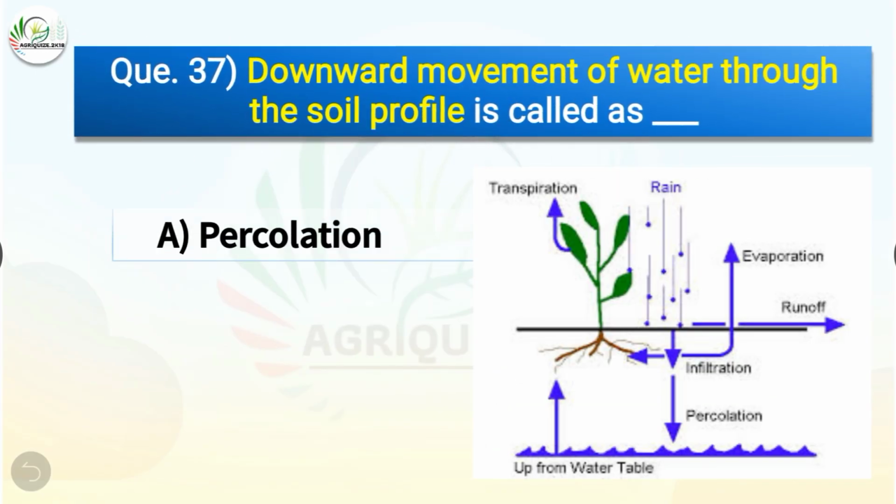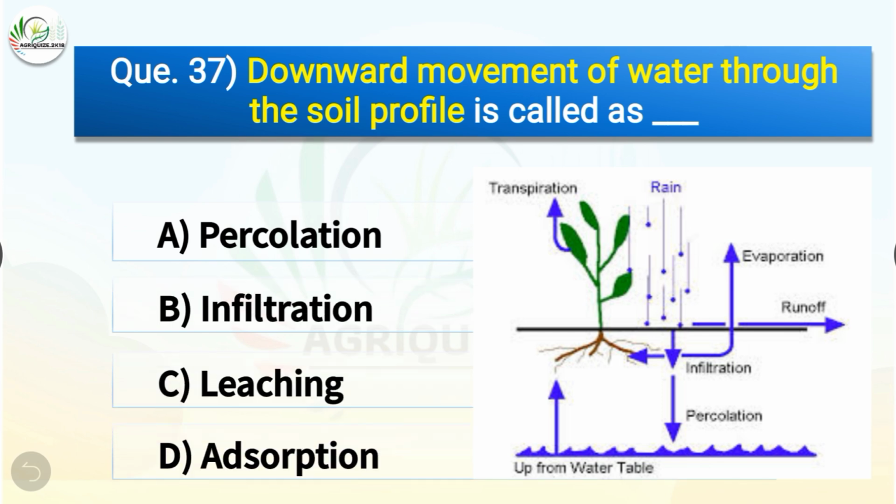Question number 37. The downward movement of water through the soil profile is called as dash. The options are percolation, infiltration, leaching, or adsorption. The correct answer is option A, percolation. So downward movement of water through the soil profile is called as percolation.